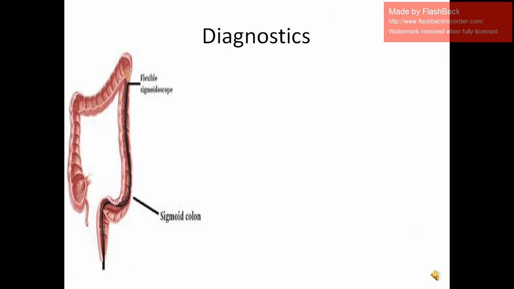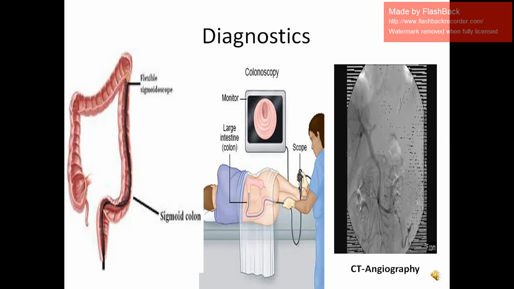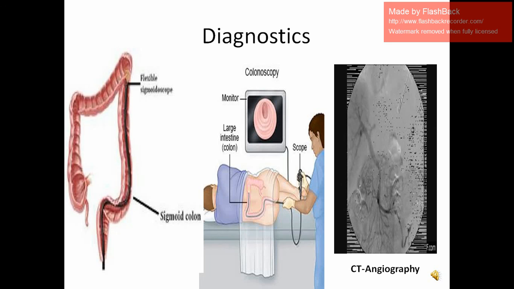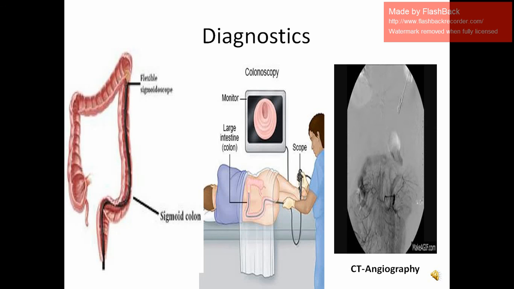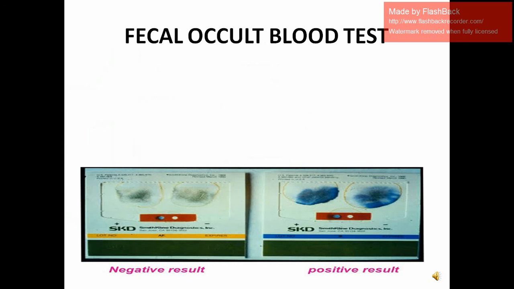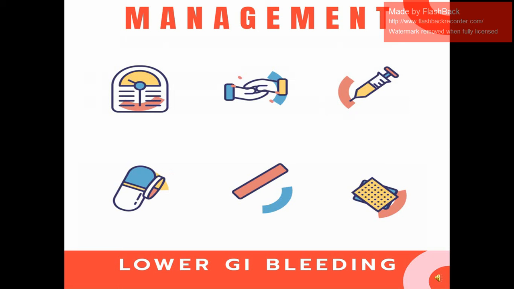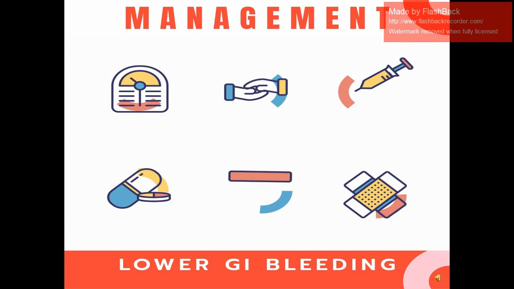Flexible sigmoidoscopy, colonoscopy, and CT angiography are just some of the diagnostic procedures that we can request for us to be able to locate the site of bleeding. Fecal occult blood test is done when the blood present in stool is not grossly visible. This test is recommended for colorectal cancer screening, beginning at the age of 50 for average risk patients. Positive results necessitate colonoscopy.